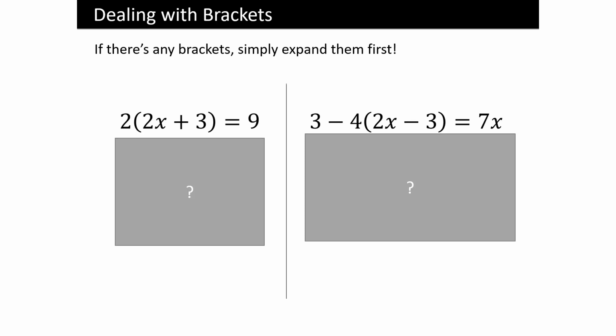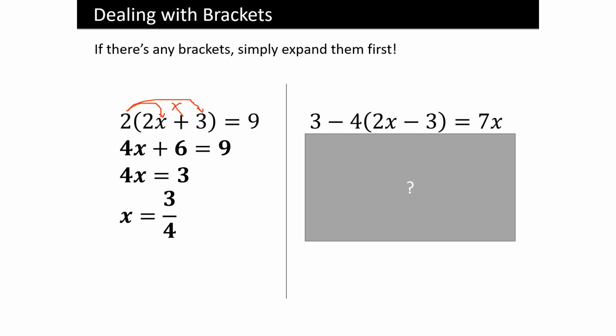Excellent. Now let's move on to dealing with brackets. The first question we have here states that 2 bracket 2x plus 3 is equal to 9. In order to solve such an equation, we need to apply our distributive law. So this 2 is being multiplied by 2x as well as being multiplied by 3. And it's important to note that we always multiply. So this now becomes 2 times 2x is 4x, and 2 times a positive 3 is positive 6. And therefore we can now go ahead and solve to get x being equal to 3/4.